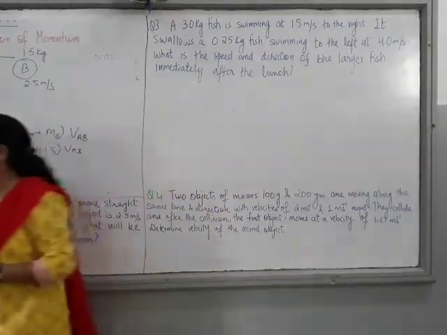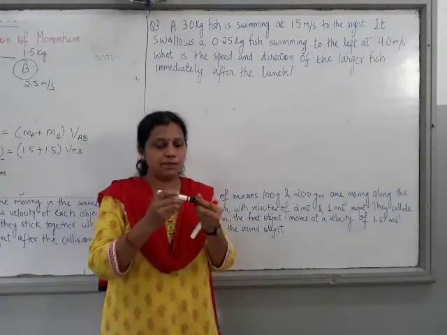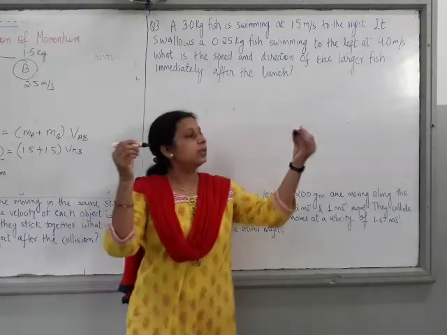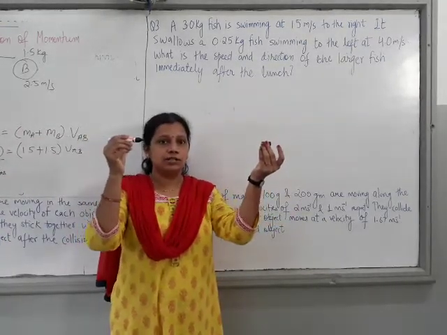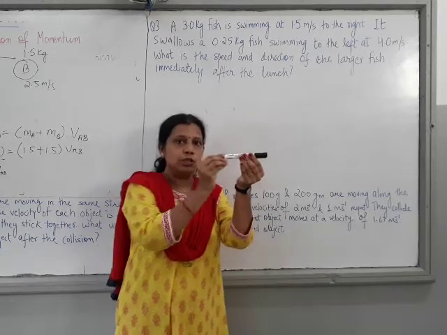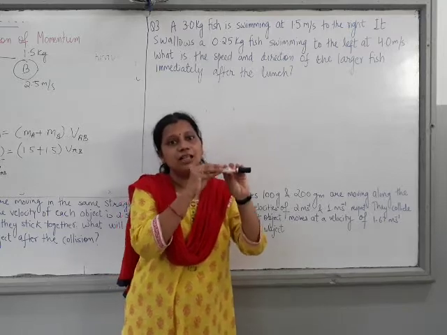So there are two fish, and they are moving in opposite directions. Let's assume this one is the bigger one and this one is the smaller one. They are moving like this, and it follows this one, and then it lunges. You have to find the speed and direction of this larger fish after the lunge.